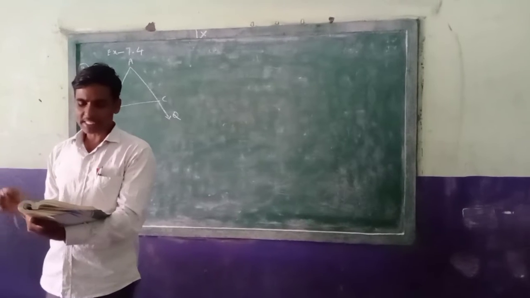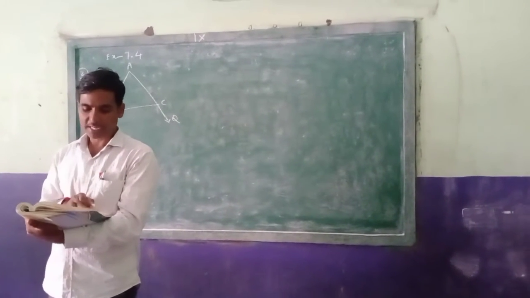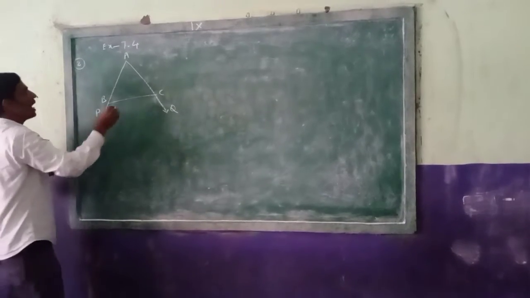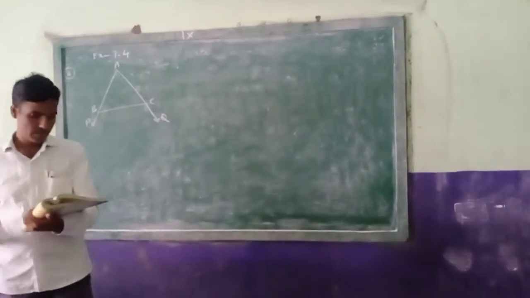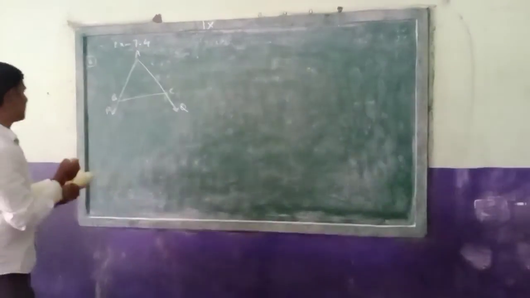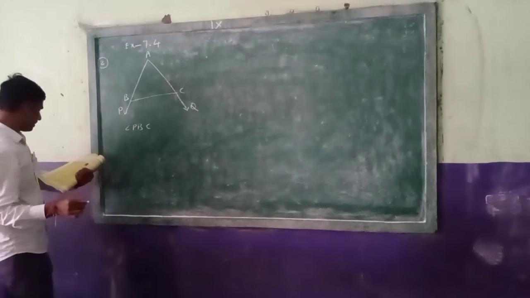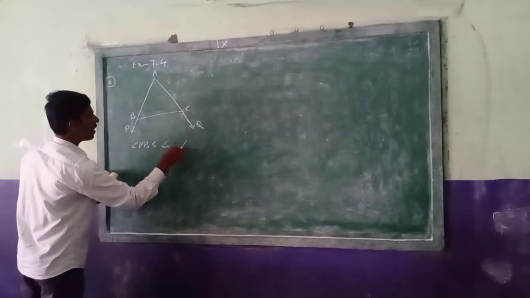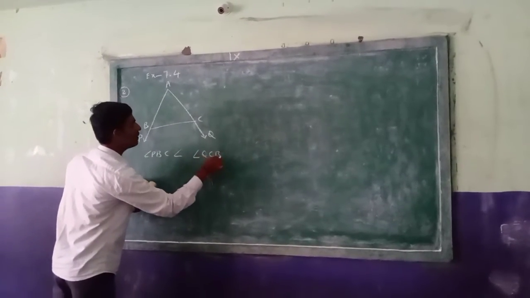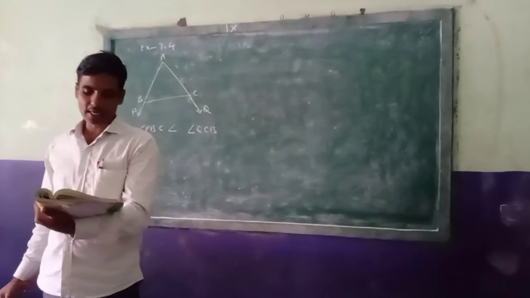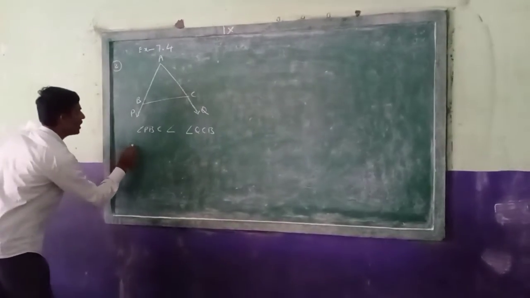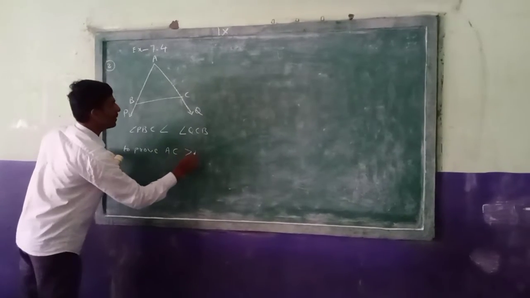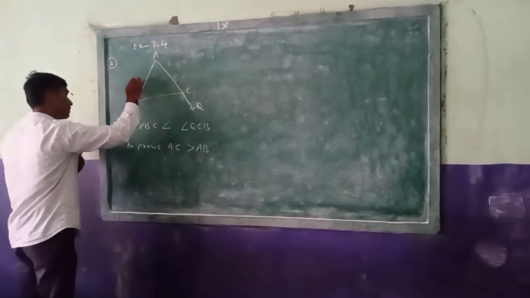In the adjacent figure, sides AB and AC of triangle ABC are extended to points P and Q respectively. Means AB is extended up to P and AC is extended up to Q. Also, they have given angle PBC less than angle QCB. Show that AC is greater than AB. We have to prove AC is greater than AB.